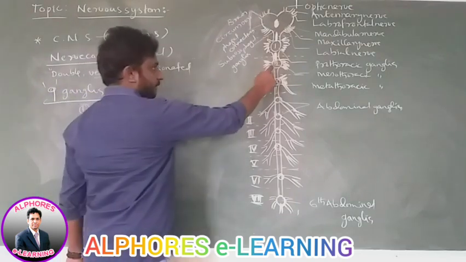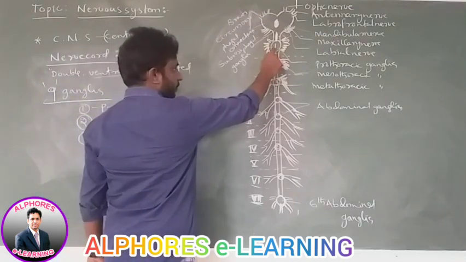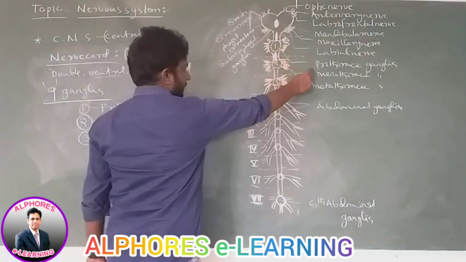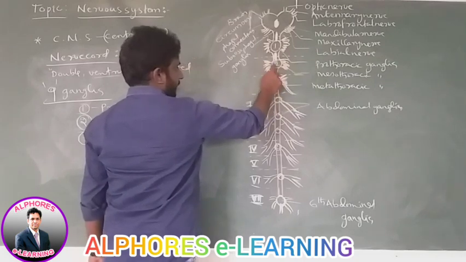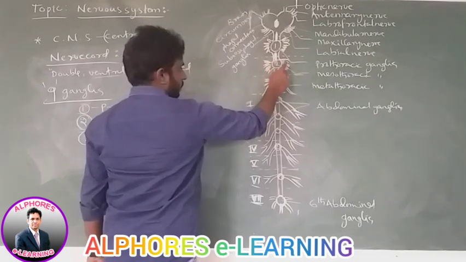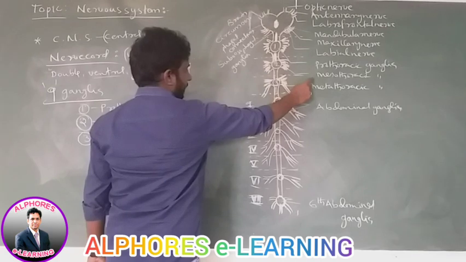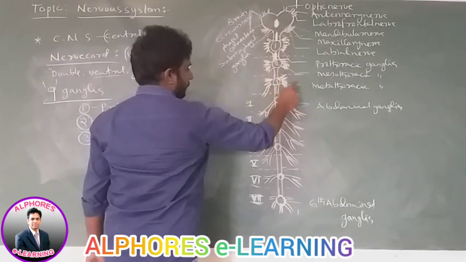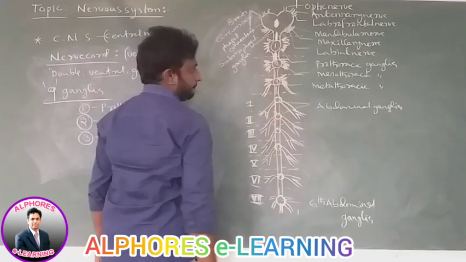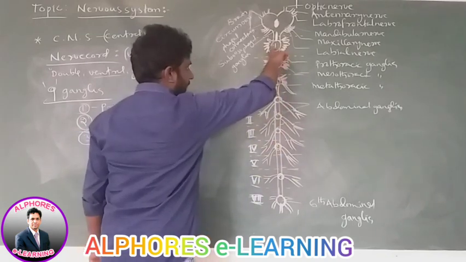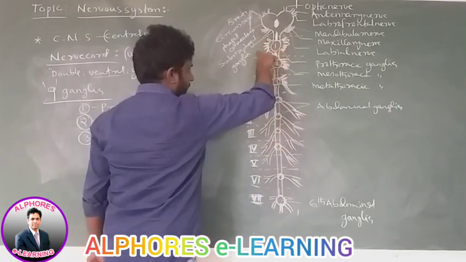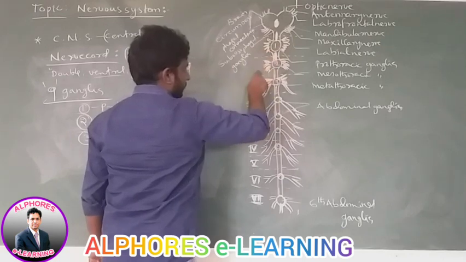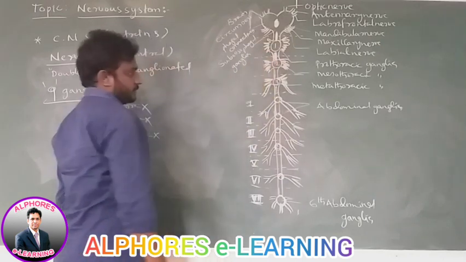The ganglia present in the prothorax is called the prothoracic ganglia. The ganglia present in the mesothorax is called the mesothoracic ganglia. The ganglia present in the metathorax is called the metathoracic ganglia. Okay, now 3 ganglia are located in the thorax: prothorax, mesothorax, metathorax.